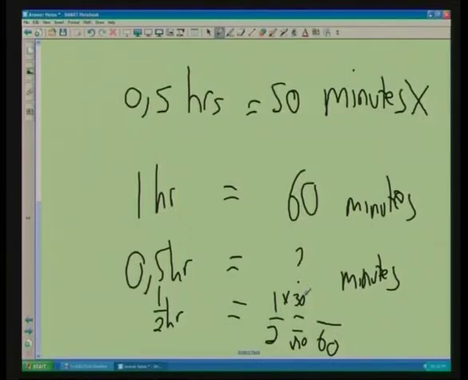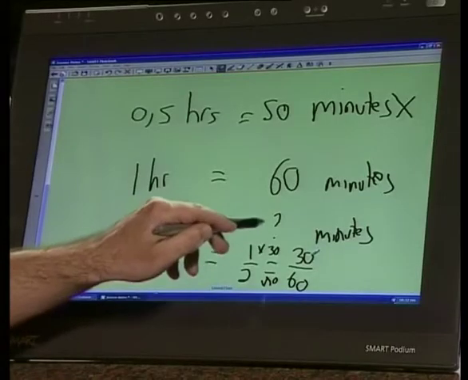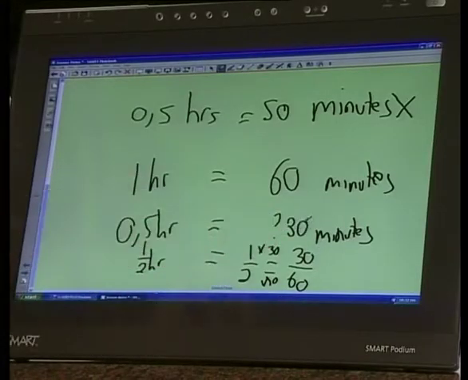It's 30. Okay, so we know now that half an hour, or 0.5 of an hour, is going to be 30 minutes. All right, let's fill it in there. 30 minutes. Remember, when you're working with time, it's a very important conversion.